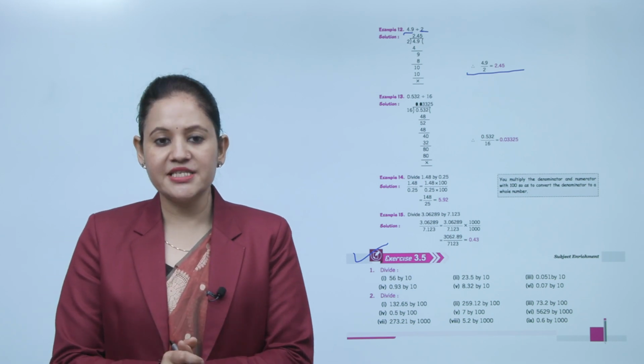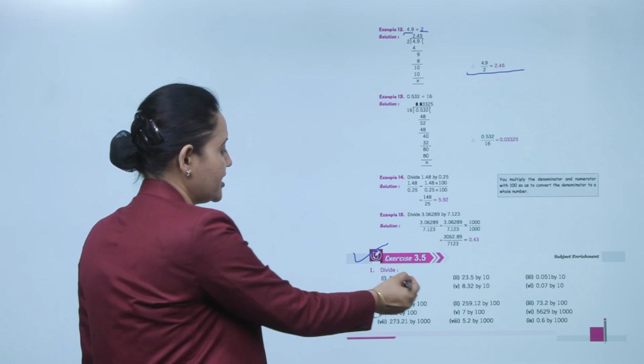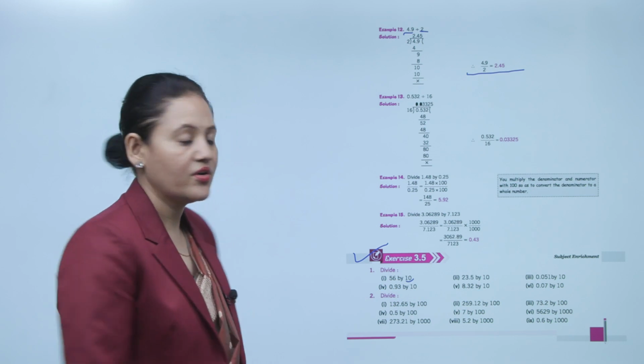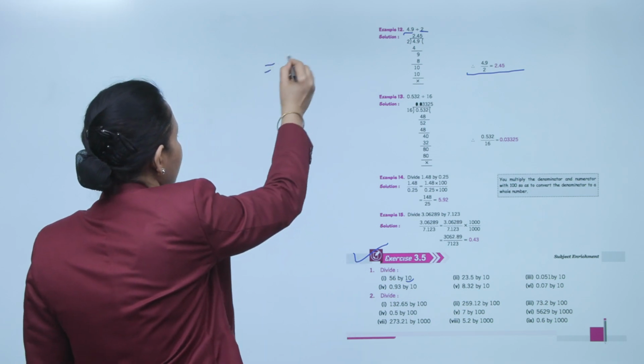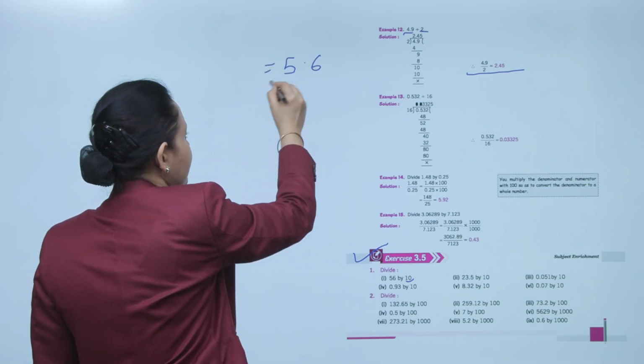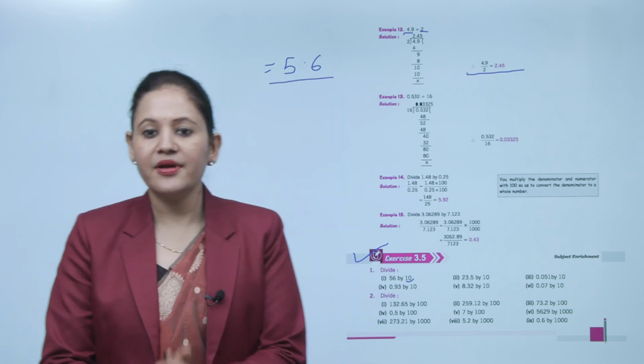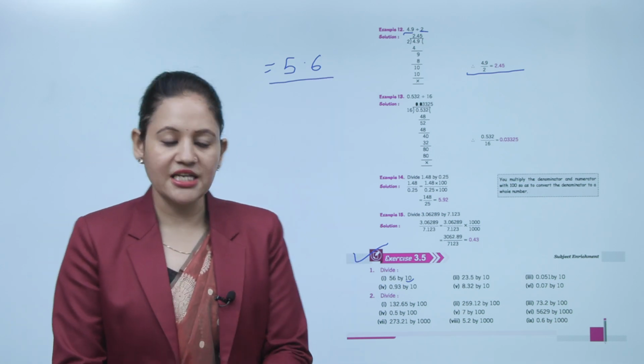Divide 56 by 10. There is 1 zero, so the answer will be 5.6. Clear? Practice all the questions of this exercise.